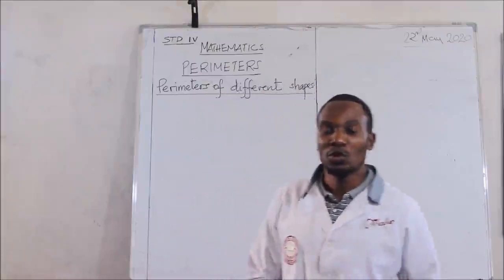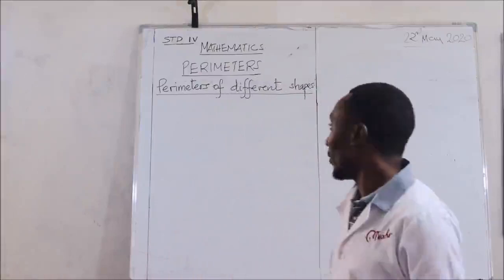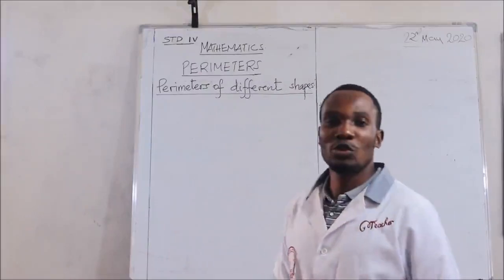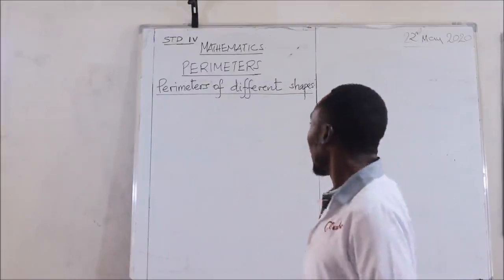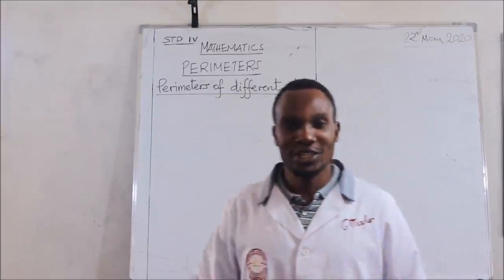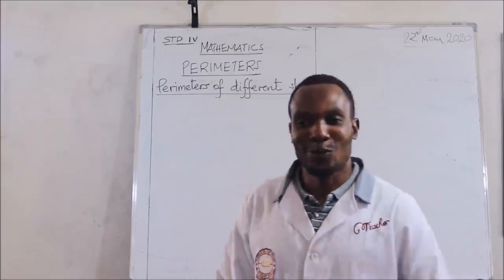Today we are going to learn about mathematics. We are going to look at perimeters, perimeters of different shapes. My name is Teacher Robert.